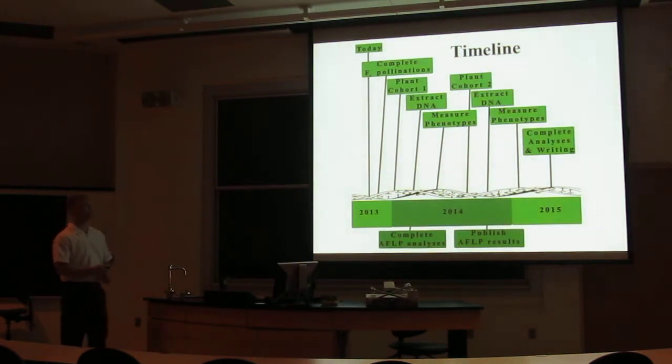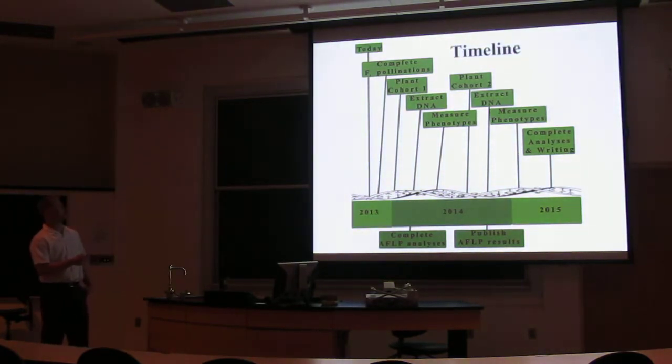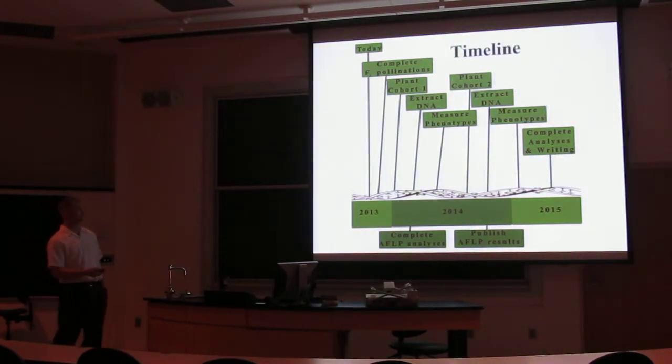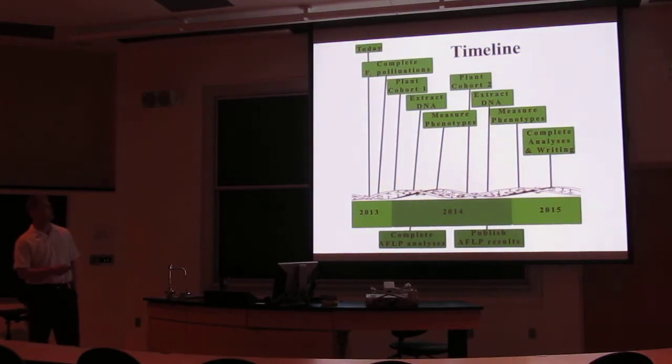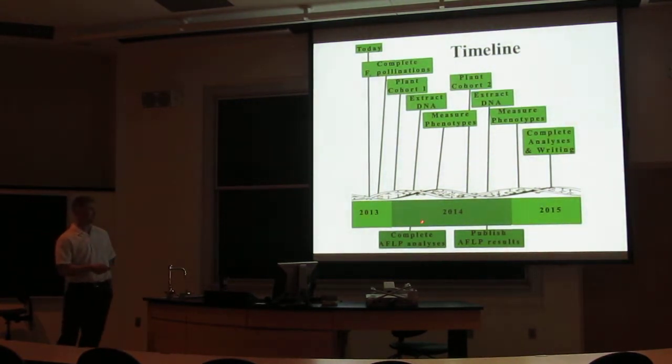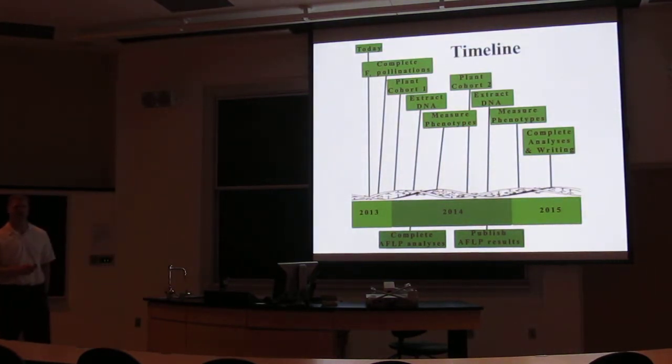So here's a timeline of my approach. Today is right here. I should be able to complete my F1 pollinations and produce all my F2s by this November at the latest. And then due to growth chamber limitations, I'm going to plant 2 cohorts of my family and go through and measure the phenotypes and then finish that up by the end of next year. And during this time, I'll be completing my AFLP analyses and publishing those results.